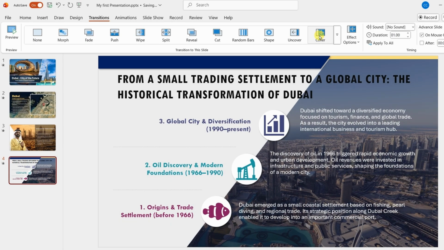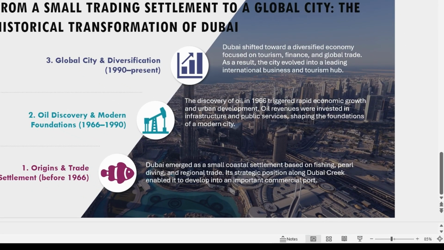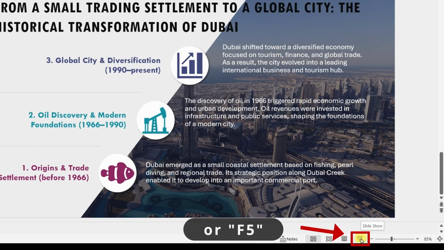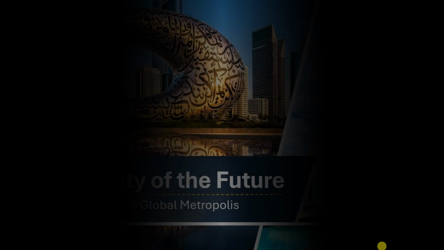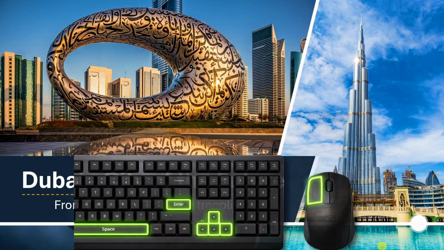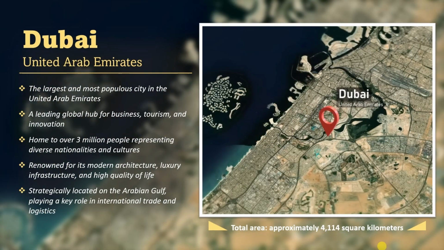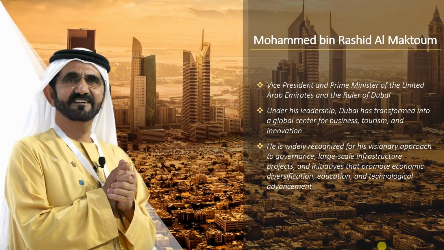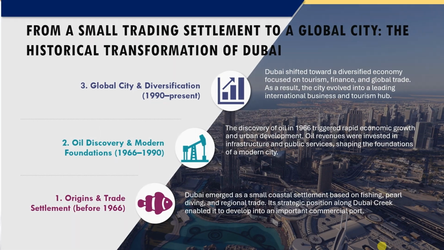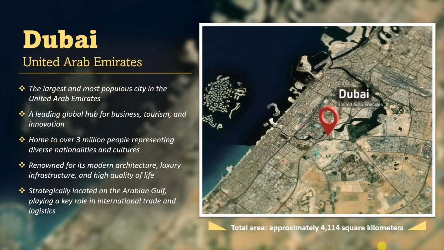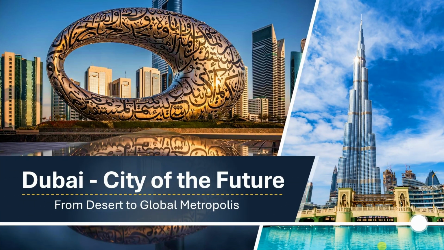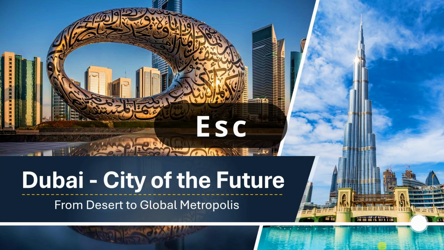If you want to see how everything looks in full screen mode, you need to start the slideshow. There are several ways to do this. You can click this icon or press the F5 key. You can move between slides using the left mouse button, as well as keys such as Enter or the spacebar. You can also use the arrow keys or set up an automatic slideshow, which I'll talk about a bit later. To exit this mode, press the Escape key.